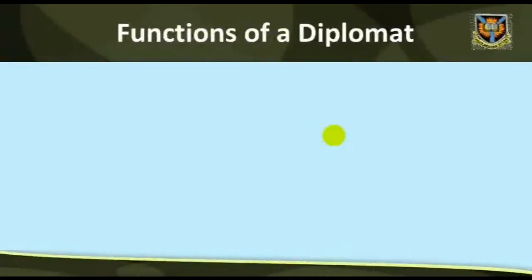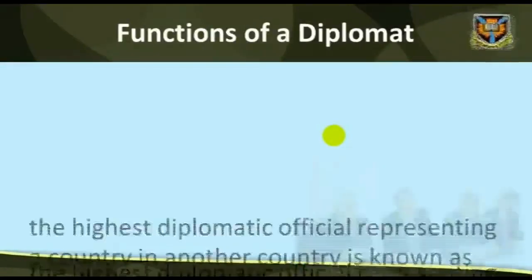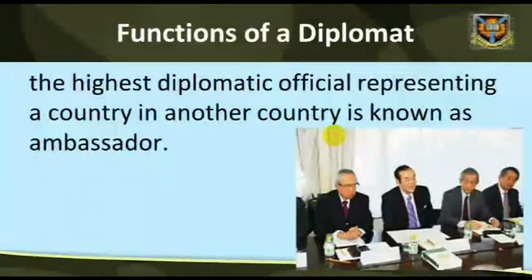Hint: another major function of ambassadors and the rest of the diplomatic corps is to gather information about the state to which they are posted: commercial information, political information, and military information. These functions are closely related. In the same view, the highest diplomatic official representing a country in another country is known as ambassador. Ambassadors are the officials charged by their state to conduct high-level politics with the state to which they are posted.